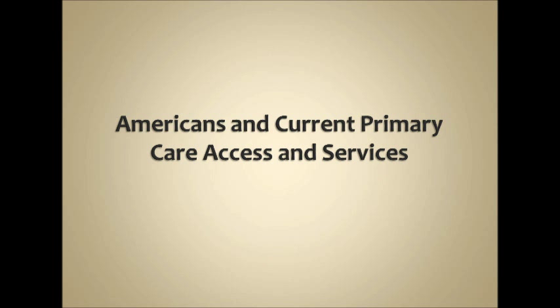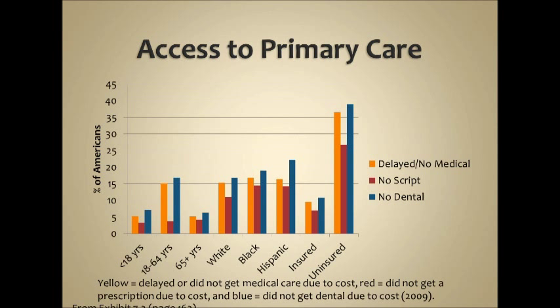So let's talk currently, today, 2013, about Americans and current primary care access and services. So this is a chart of the access to primary care. Let's take this chart apart a little bit. On the left, you have the proportion or percentage of Americans. And this is all from 2009, so this is pretty recent, right?